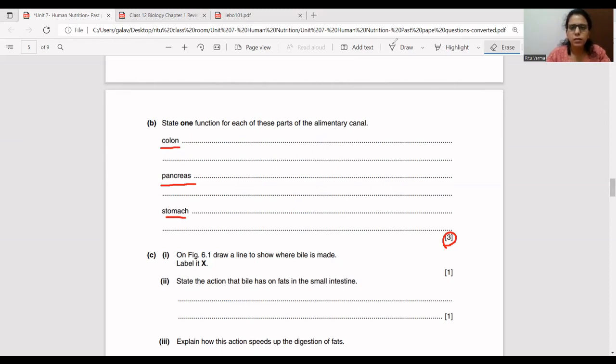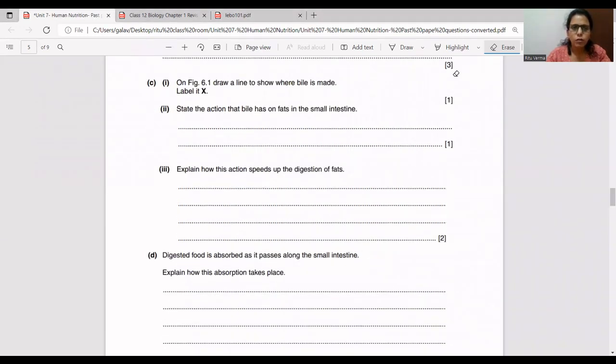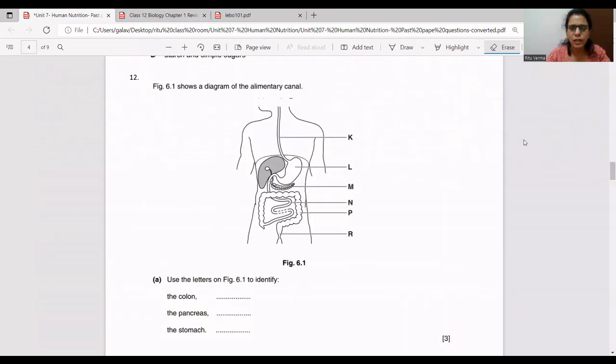Then next is part C. In part C, question 1 is on figure 6.1: draw a line to show where bile is made. Now this question is given for 1 mark. We know that bile is made in the liver. If you write the answer liver here, you will not get any marks. Why? Because they have asked in the question to draw a line on figure 6.1 to show where bile is made. Now we know that bile is made in the liver, so you can simply label liver here, this one, and you have to label it as X, and in bracket you can write liver.